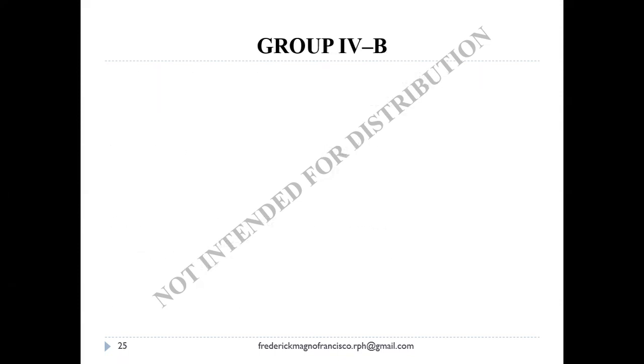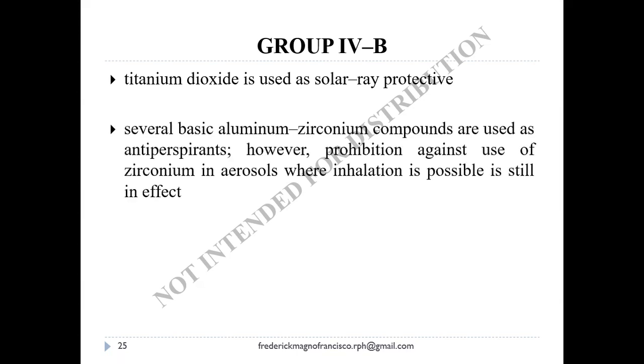Group 4B. The most important compound of titanium is titanium dioxide. It is used as a solar ray protective. As such, it is a popular ingredient in various lotions and creams for the prevention of sunburn. This action is the result of its high covering power as a white pigment, a consequence of its high refractive index.